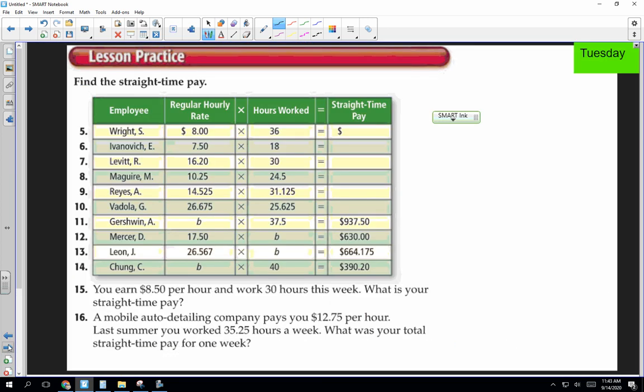Okay. Now I want you guys to go and fill in this lesson practice. You're going to be doing multiplication here. And when we get to number 11, you're going to be doing division to solve for B. All right, and then answer 15 and 16. Make sure you show your work. If you're doing multiplication, make sure you write down the multiplication. If you're doing division, make sure you write down division.